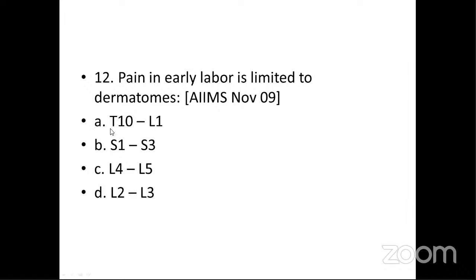It's T10 to L1. So during the first phase of labor, that is early labor, the pain is usually supplied by the dermatomes T10 to L1. Later, once she goes into active labor, the splanchnic nerves get involved, and the sacral dermatomes, that is S1 to S3, get involved in the active phase of labor. So in early labor, it is just T10 to L1. Okay, just remember this.